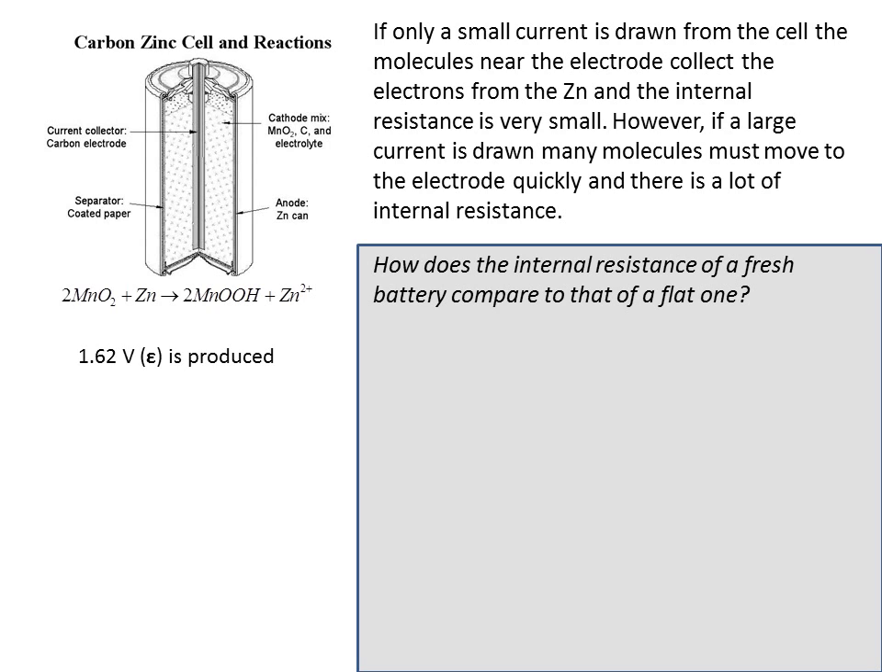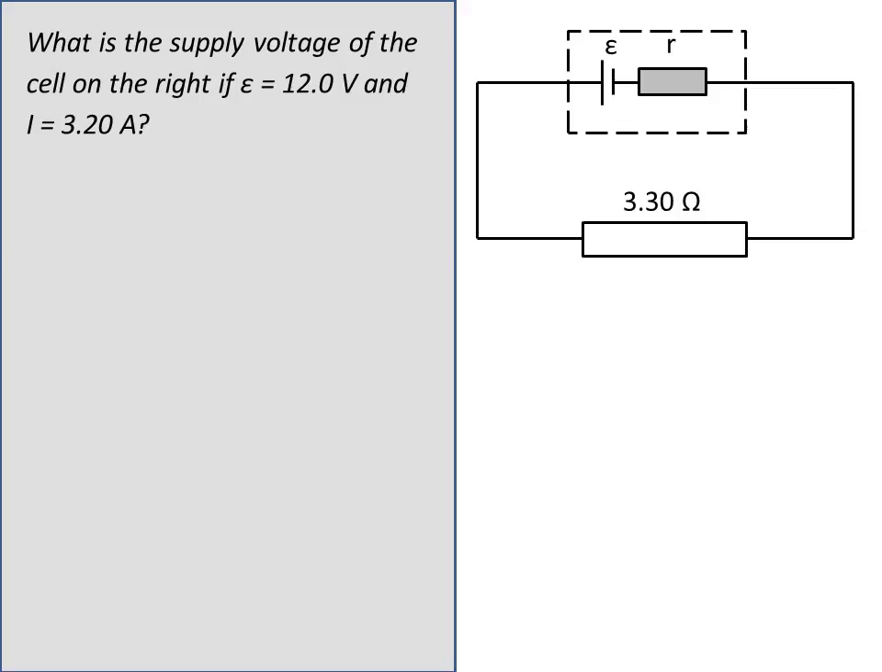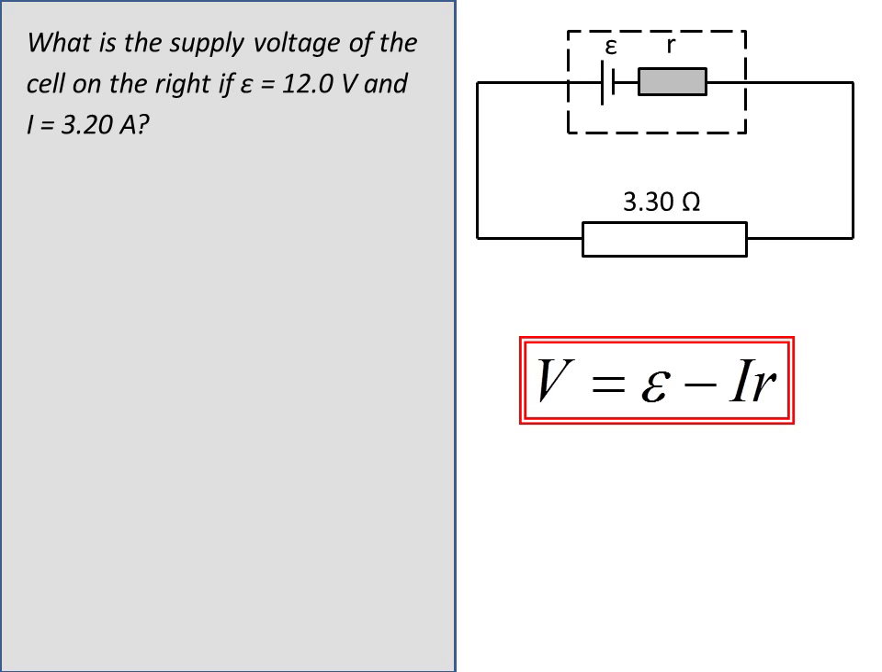Okay, let's move on to the next point. Next point is, okay, what types of calculations are they going to ask us to do? The type of calculation they're going to ask us to do involving internal resistance is one where we use this equation: the supply voltage equals the EMF minus the current times the internal resistance, to solve an unknown. So usually what will happen is we will know three of any one of these variables, and we'll have to solve for the other one.